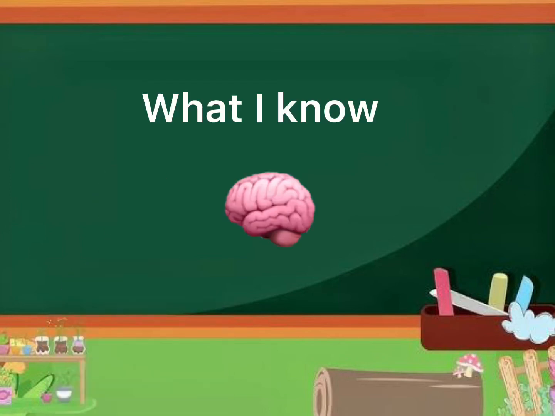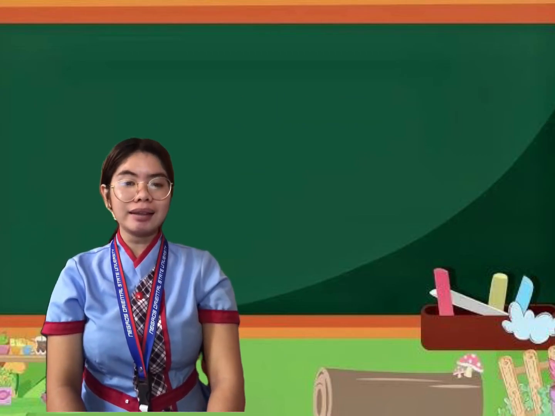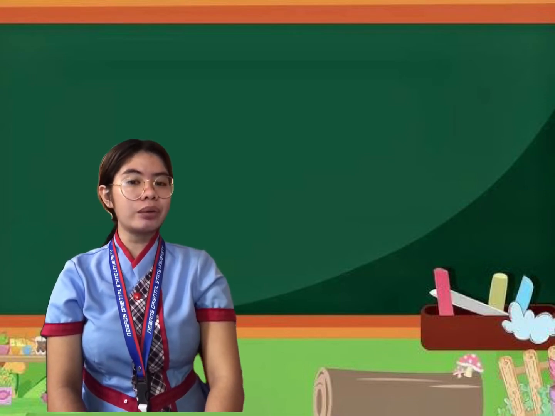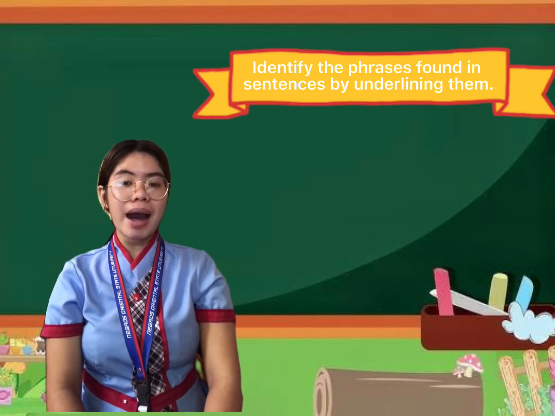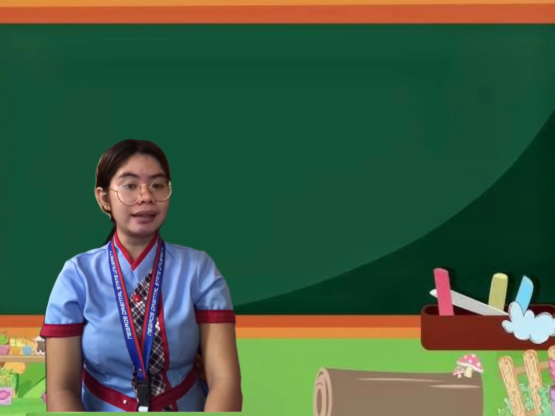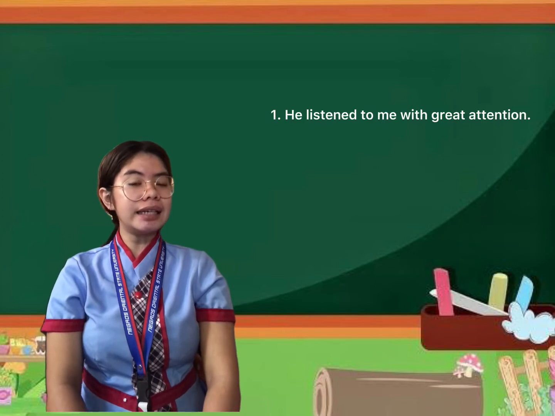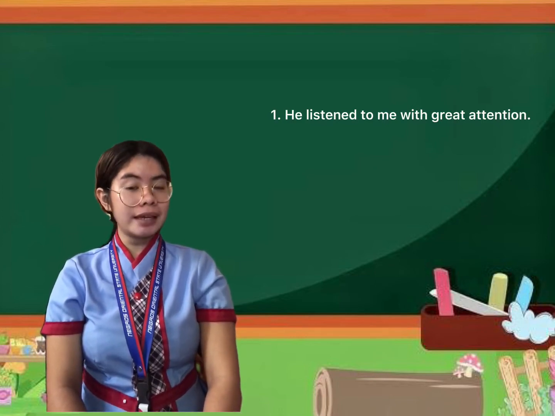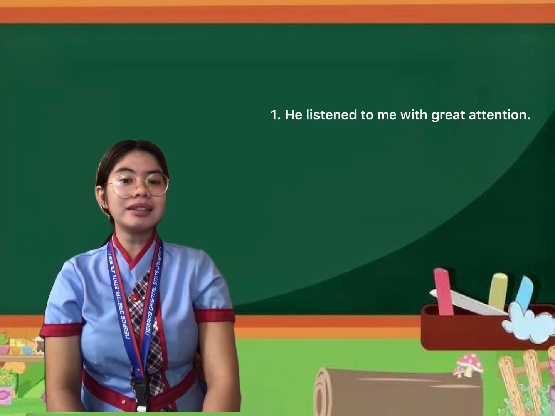What I know. Now, let's do this activity to test how much knowledge you have on this topic. Direction: identify the phrases found in the sentence by underlining them. I'll give you 5 seconds for each sentence to think. First sentence: He listened to me with great attention. What would be the phrase found in the first sentence? Your timer starts now.